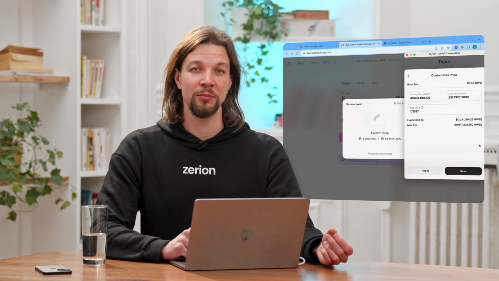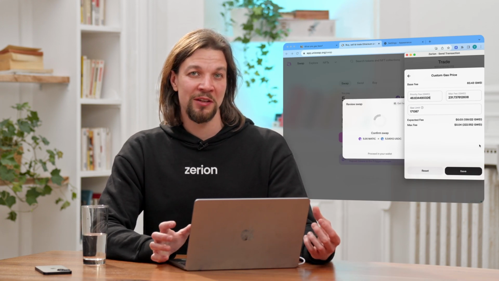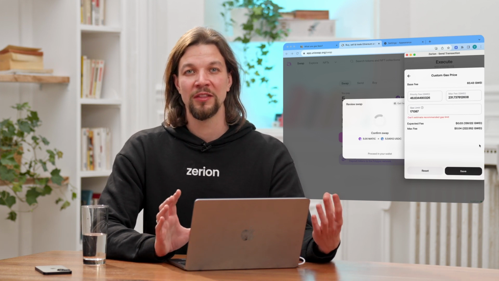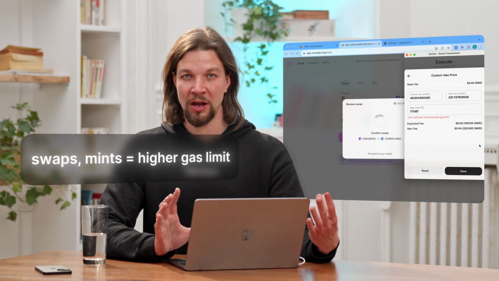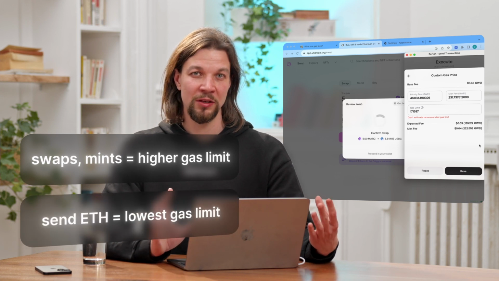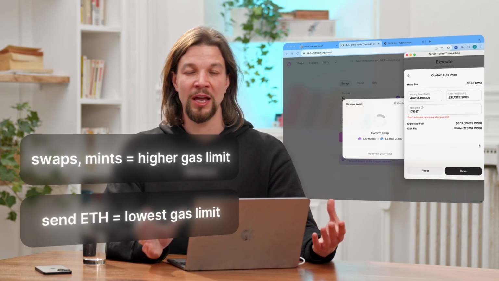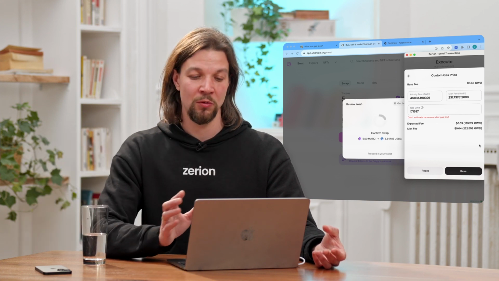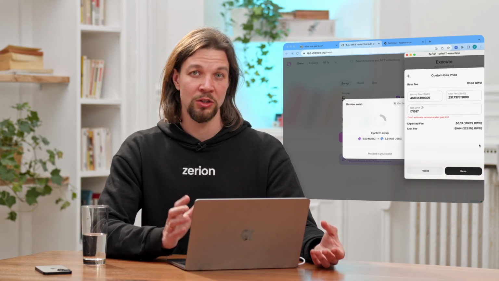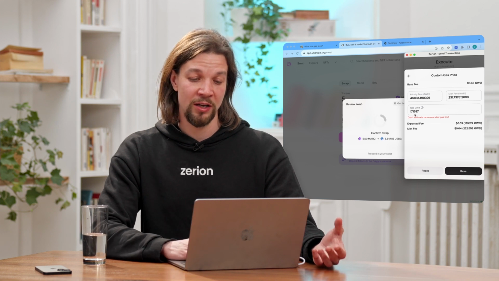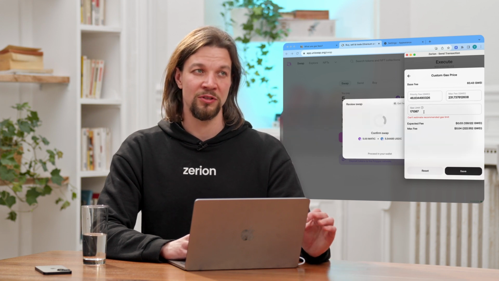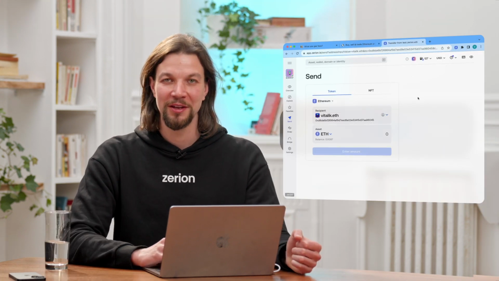Now what is gas limit? Gas limit is quite a complicated concept, but all you need to know is that it reflects the difficulty of this transaction and how complex it is. So something simple like an ETH transfer will have the lowest gas limit. But something more complex like what we have here with Uniswap swap will have a higher gas limit, and this gas limit is actually estimated here. You usually do not need to change it, just leave it as is.